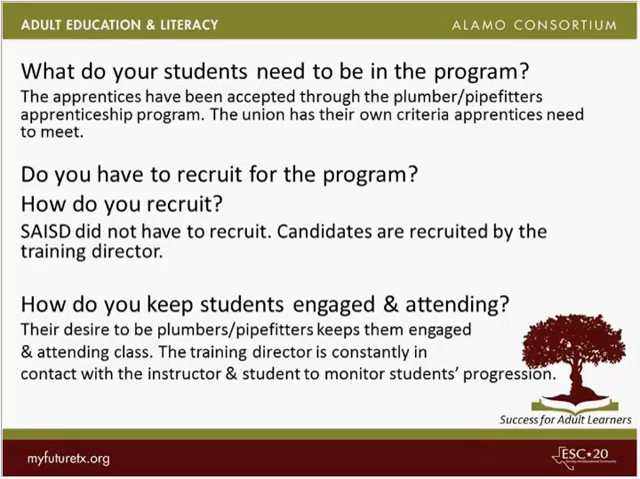So for this program, what do the students need? The apprentice students actually have to be accepted through the Plumbers Pipe Fitters Apprenticeship Program. The union has their own criteria that apprentices need to meet. I tried to contact Mr. Southers; he was supposed to be sending me the criteria, what those employers need. Like I said, they need a high school diploma or a GED to be in the program, and of course they have to do their drug tests and all that in order to be in the Plumbers Pipe Fitter program.